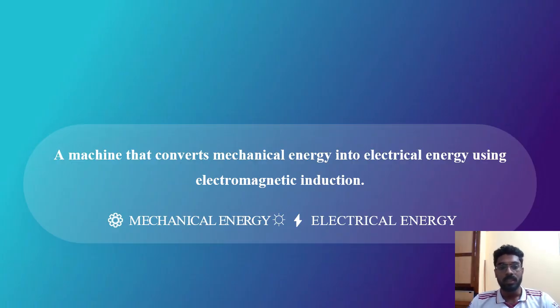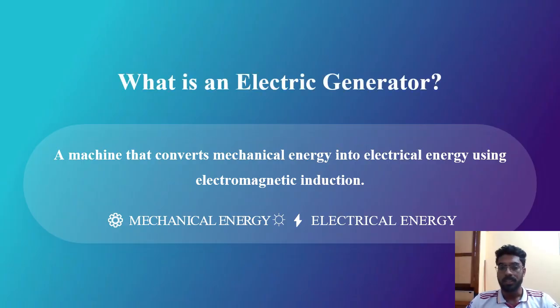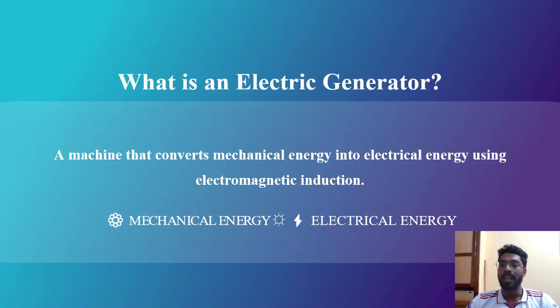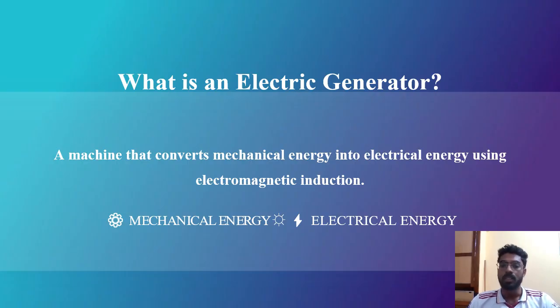Now, moving on to the next thing, what do you mean by an electric generator or an AC generator? It is a machine that converts mechanical energy into electrical energy using electromagnetic induction. The principle we are using in an electric generator is electromagnetic induction. Electromagnetic induction is the basic principle we use to understand the working principle of an electric generator. Mechanical energy will be converted into electrical energy.